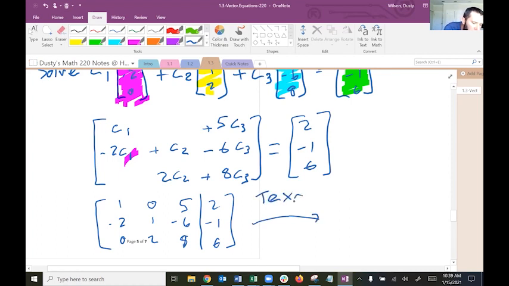And in case you're new to me, Texan friend is what I call your graphing calculator because they're Texas Instruments.